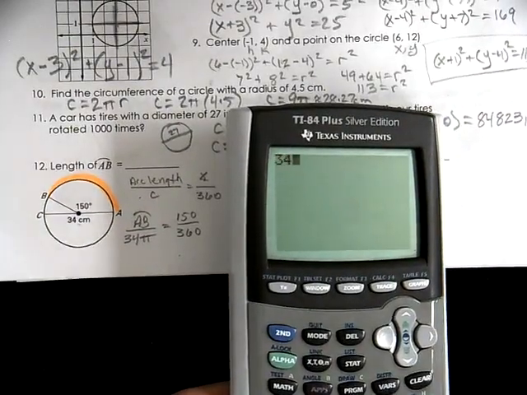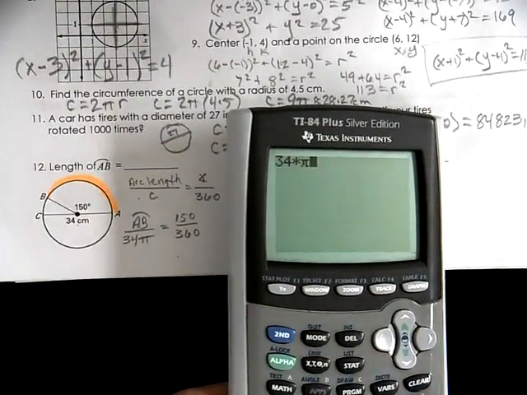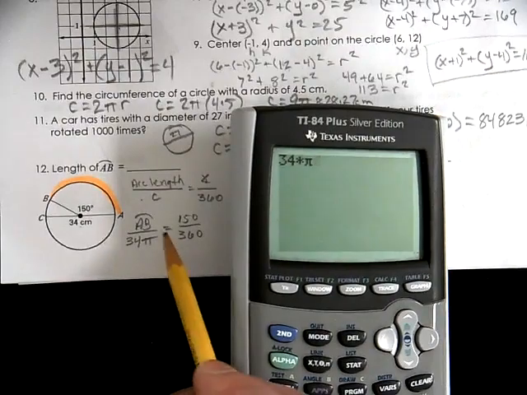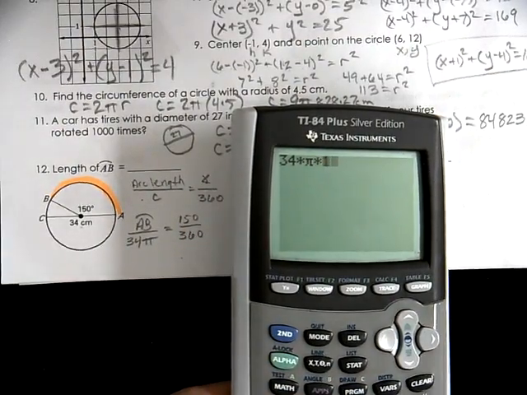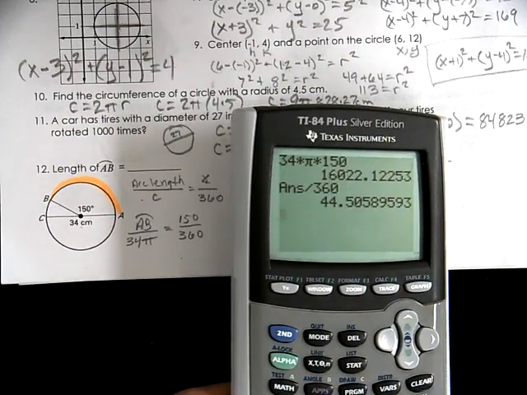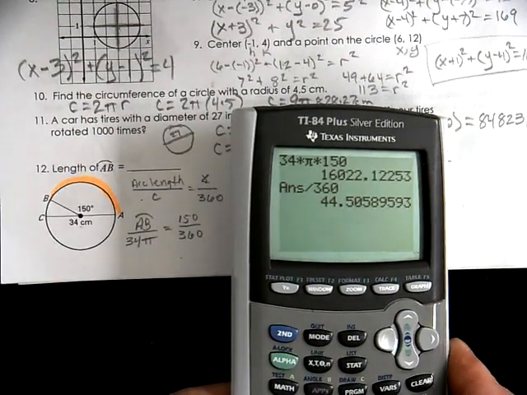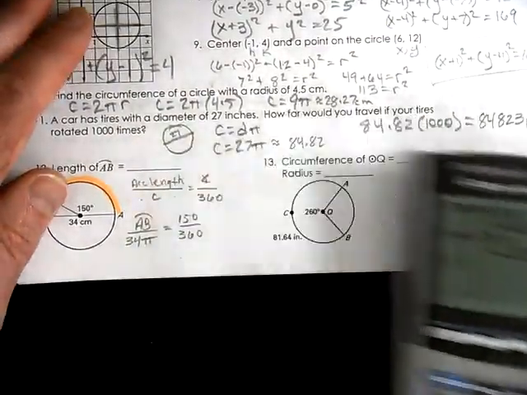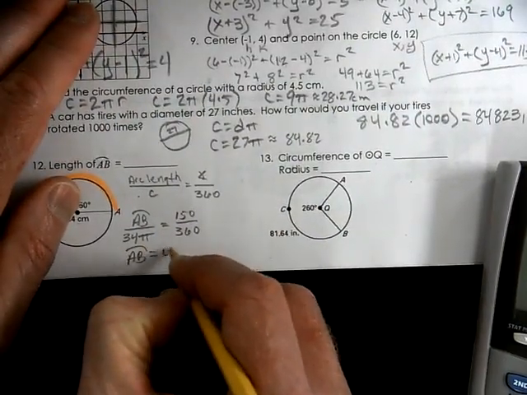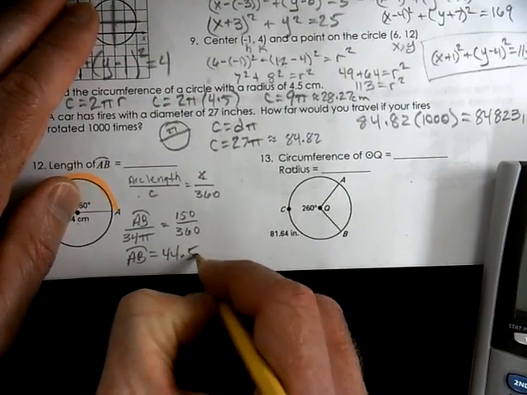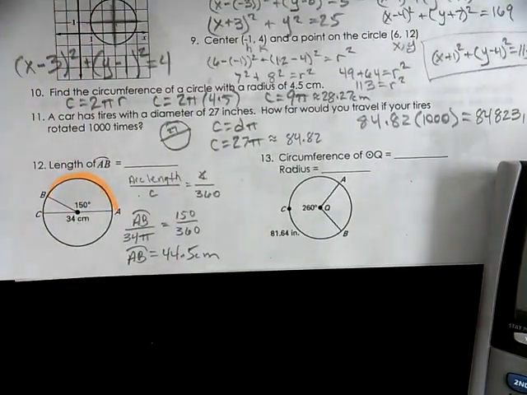So we'll take our 34 times pi, and we're going to multiply that by 150. And that gives us that big 16,000 number. And divide that by 360. So the arc length is going to be 44.5. These are centimeters.